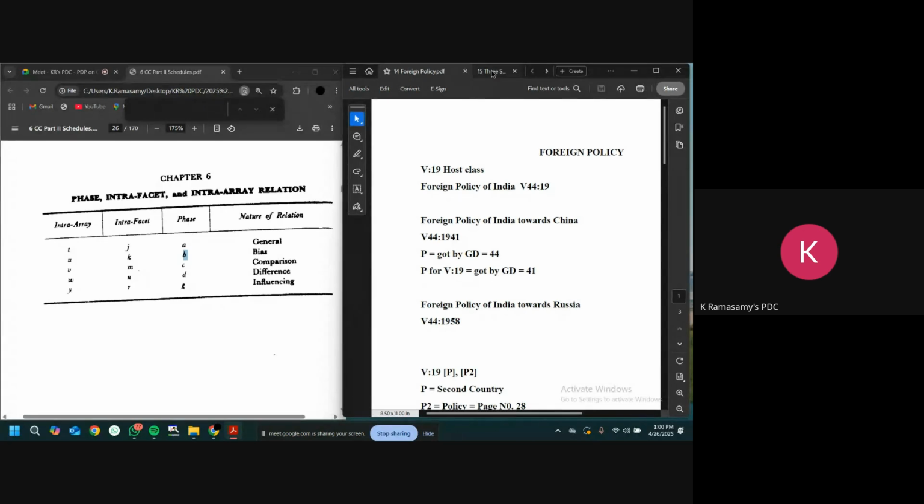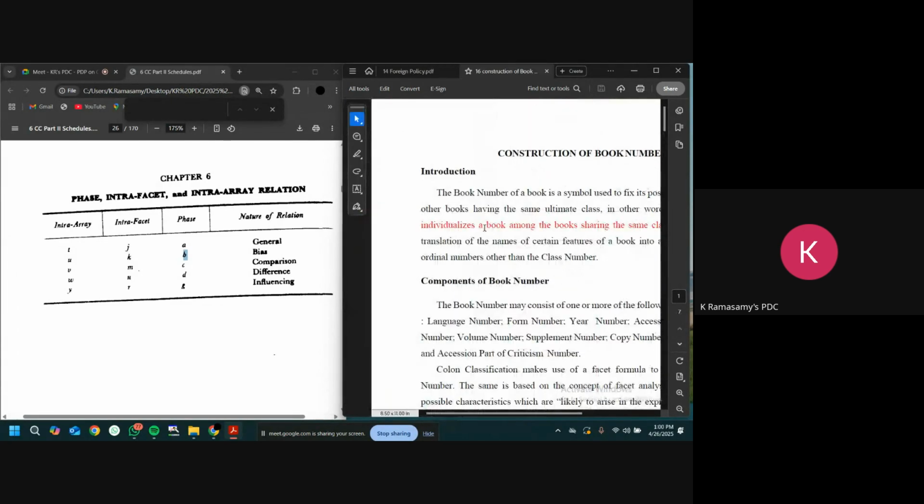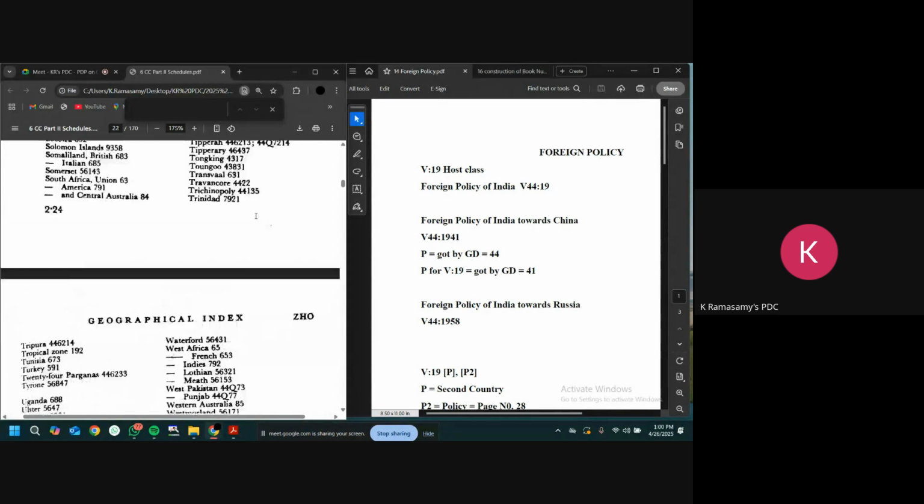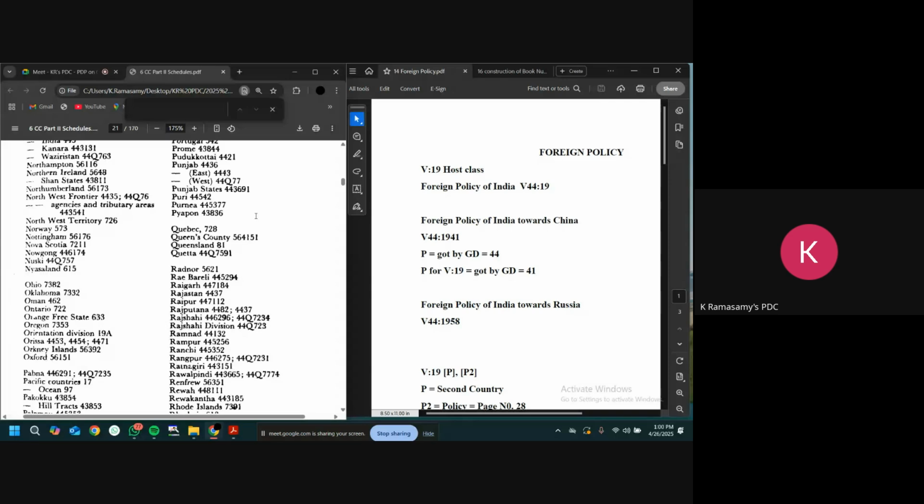I will tell about only one more thing and I will conclude the session. Something called foreign policy. Ranganathan has got a lot of peculiar features in colon classification. If you go on digging, you'll get a lot of new, different things. Many things are there, but due to lack of time, I'm not able to show everything. I'll show just one aspect and then wind it up. Okay, foreign policy.